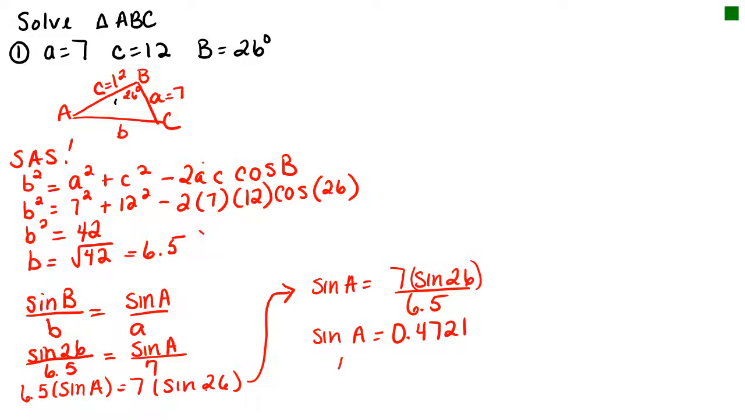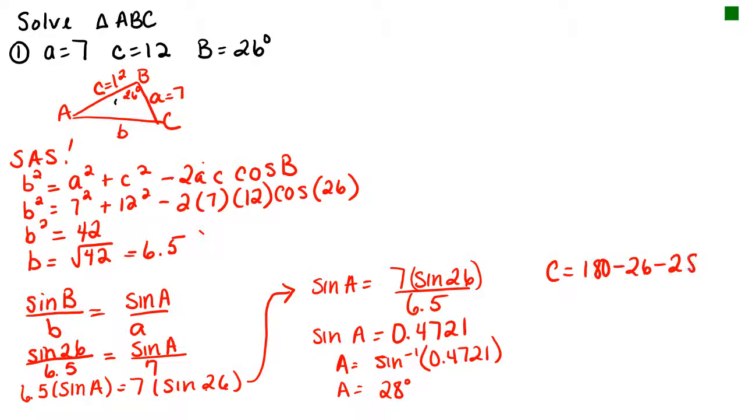Angle A then equals the inverse sine of 0.4721. And when I put that in the calculator, I get 28 degrees. So I know side A, side B, side C. I know angle A, angle B. So I'm going to find angle C by doing 180 minus angle B minus angle A. So angle C is 126 degrees.